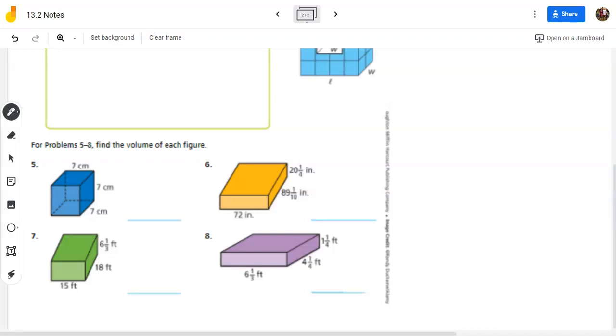Okay, what it's asking us is to find the volume of each figure. So V equals length times width times height. V equals, on this one we have 7 times 7 times 7. In our calculator, we're multiplying 7 times 7 times 7, and we're getting 343 centimeters cubed as our answer.